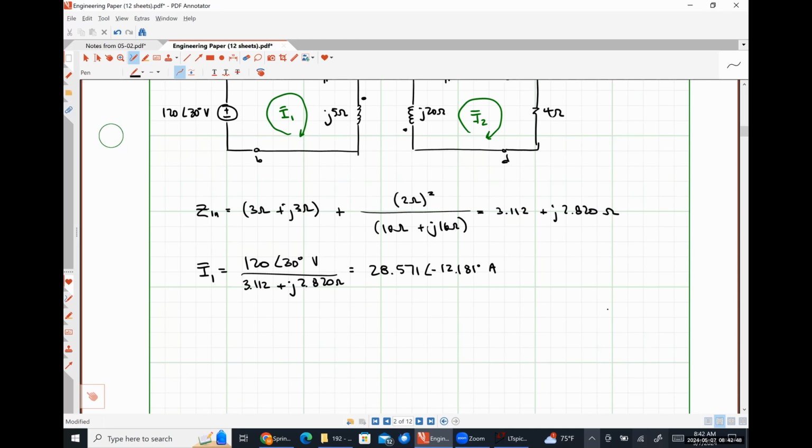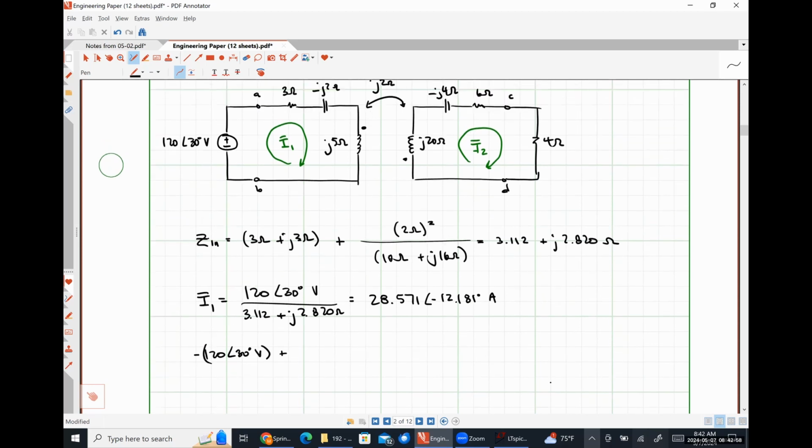Okay, so we can... I1 because that's the current flowing around that loop. And then we have our mutual inductance term.